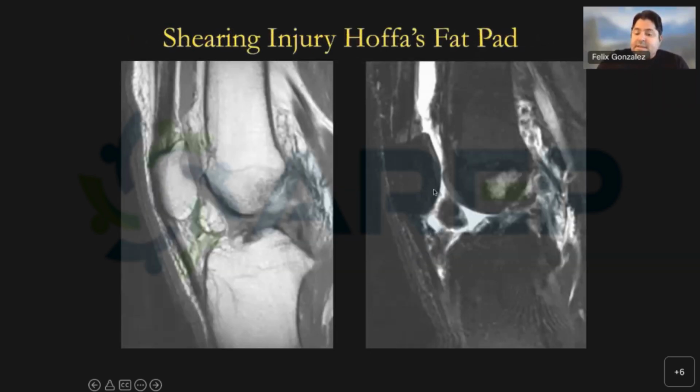Sometimes you see shearing injury, right? The Hoffa pad is supposed to be a unified fat plane, basically, but sometimes you can have shearing injury. That's a secondary manifestation of ACL injury as well. You can actually see here complete separation of the free edge, posterior aspect of the Hoffa pad. This is an extensive high-grade shearing injury.